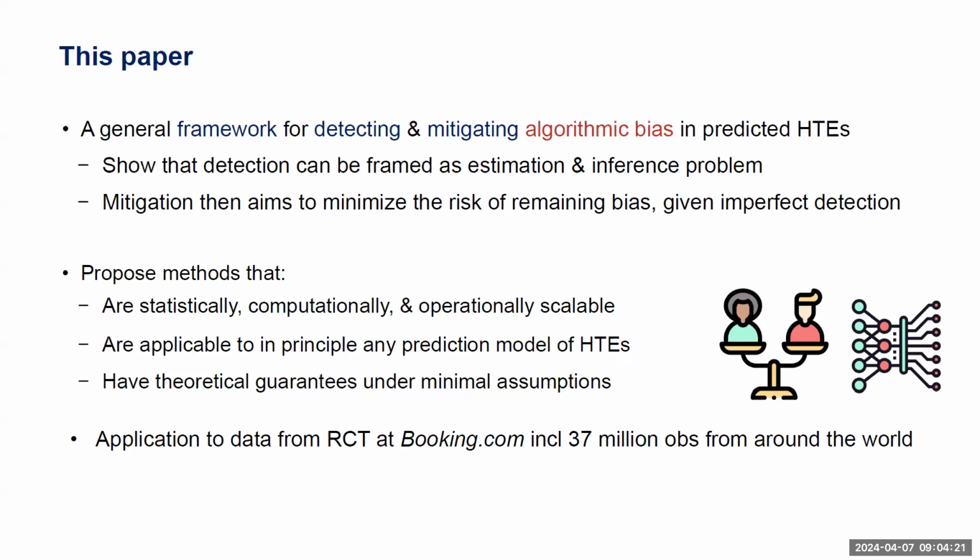And then the methods that I will show are intentionally meant to be quite simple, so they're scalable for use. We take the platform perspective. And they should in principle be applicable to any kind of prediction model without exactly knowing what it is. So we will not take a structural approach, and try to address it with more of a reduced form approach. And then we want the methods to have some theoretical guarantees to work well in practice under minimal assumptions. And I will use some data from large-scale randomized controlled trials at Booking.com across the world.